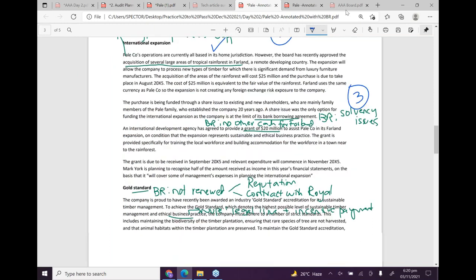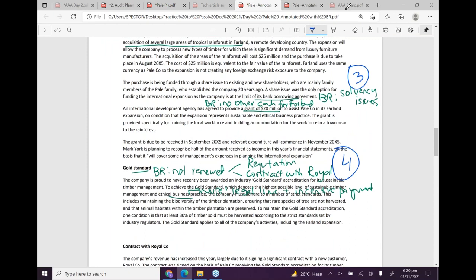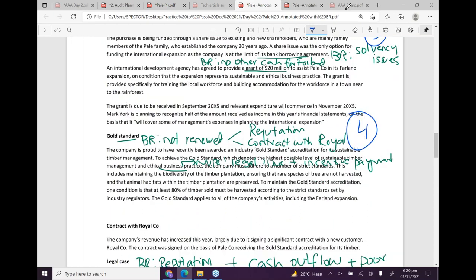You should have spoken in detail about the gold standard. Please remember, this is going to be renewed if they follow ethical business practices. You need to create the link. This is why I kept saying please read the case study once and then find the problems in the second go. They are not ethical because of the legal issues related to the staff because of the incentive payment. If this gold standard is not renewed, not only will their reputation be affected, their contract with Royal is also going to be affected.